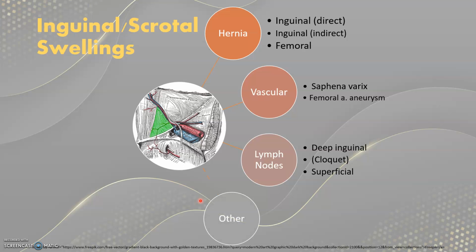And finally, you may have other swellings such as hydroceles, undescended testes, which are more prone to malignancy, and then a psoas abscess, which may present as a swelling below the inguinal ligament. And of course, remember that the iliopsoas makes up part of the floor of the femoral triangle.